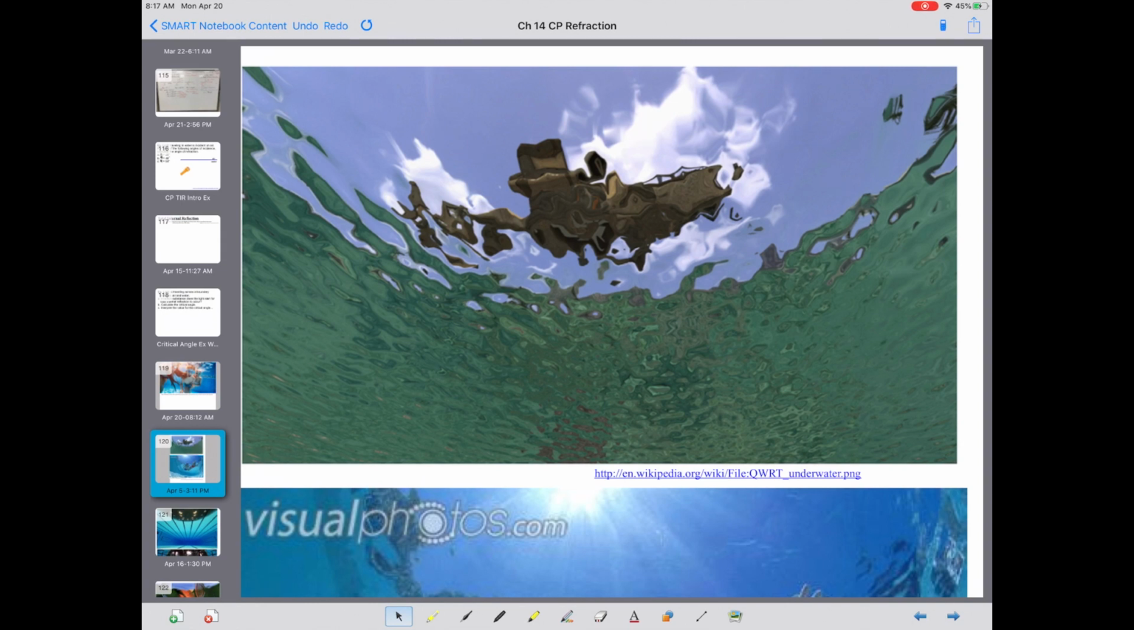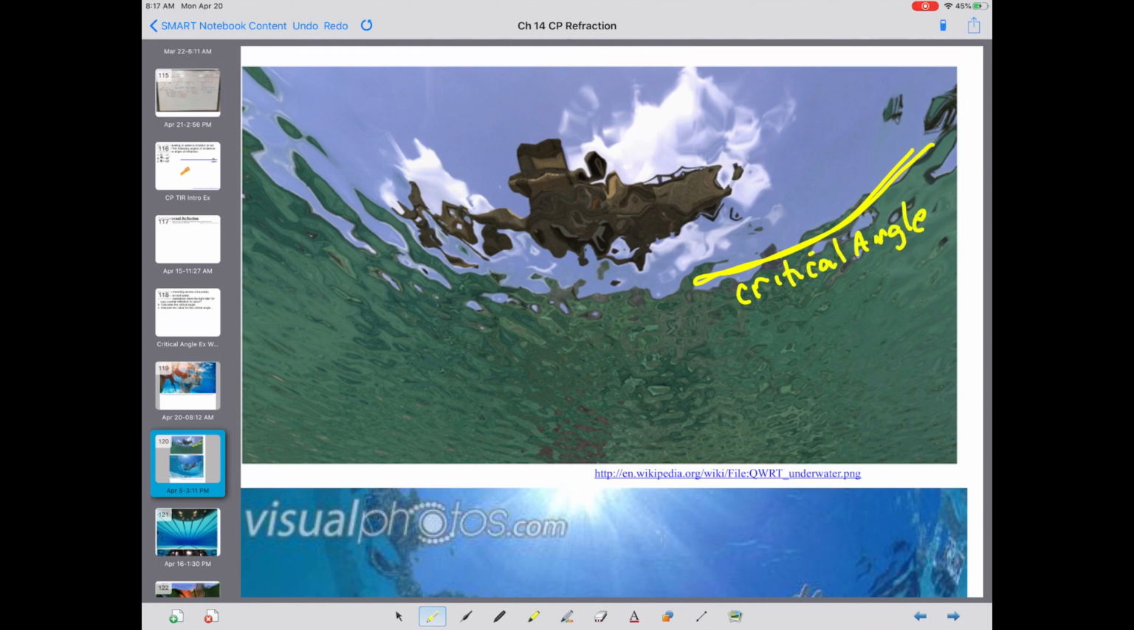Here's an image of a surface from underneath the water, and you have part of a boat there, but you notice where there's kind of a cutoff. I'm going to highlight a little bit. Right in this neighborhood and all the way across to the other side, there's a cutoff there. Well, that cutoff is your critical angle.